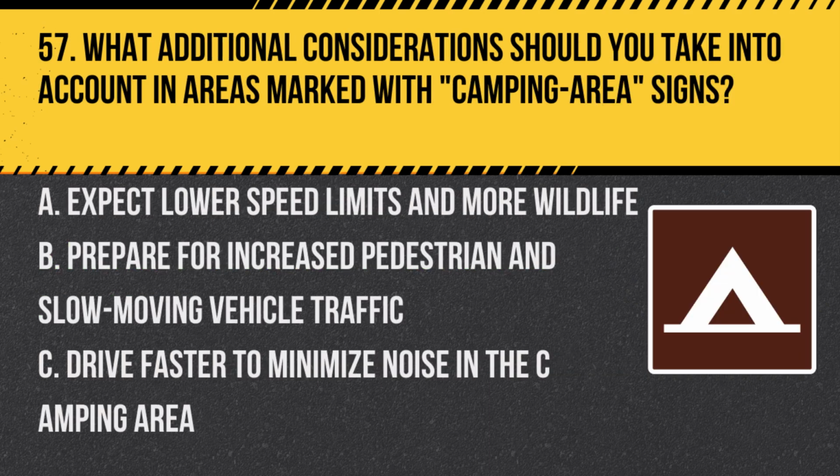Question 57. What additional considerations should you take into account in areas marked with camping area signs? A. Expect lower speed limits and more wildlife. B. Prepare for increased pedestrian and slow-moving vehicle traffic. C. Drive faster to minimize noise in the camping area. Answer: B. Prepare for increased pedestrian and slow-moving vehicle traffic. Camping areas often have more foot traffic and recreational vehicles.